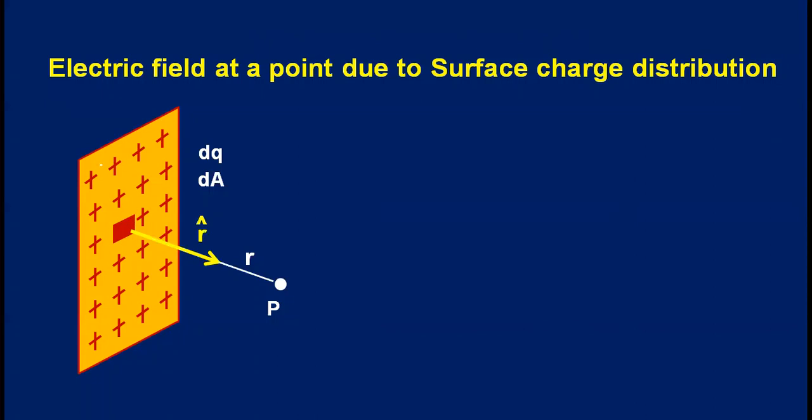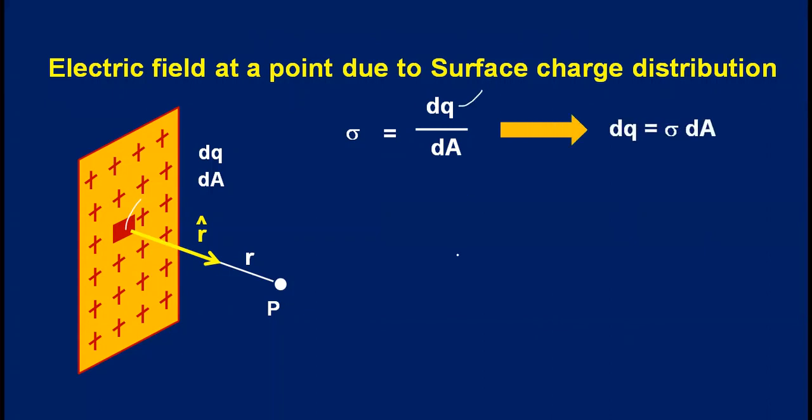Now let me find surface charge density sigma with respect to the charge element. How much charge is occupied by the charge element? dq. What is the area of the charge element? dA. Therefore, the expression for sigma with respect to the charge element will be sigma equals dq divided by dA. From this, let me find what is dq. Therefore, dq is equal to sigma times dA. Just cross multiply, you get this expression.